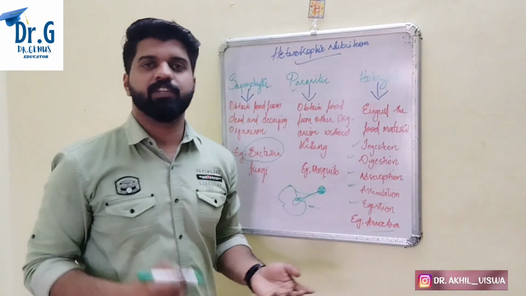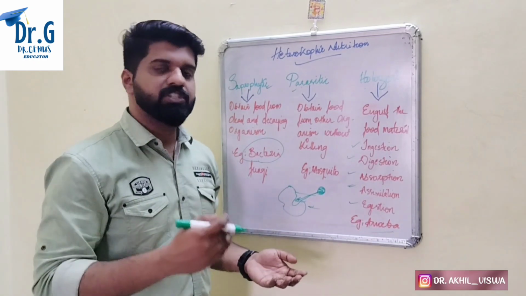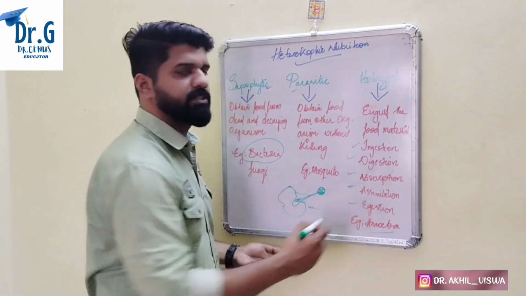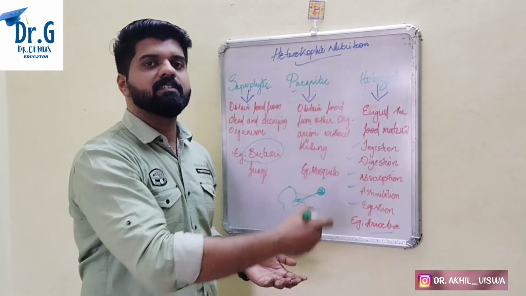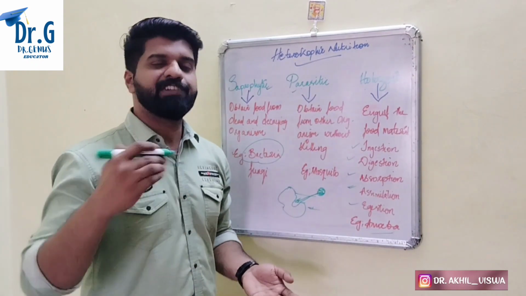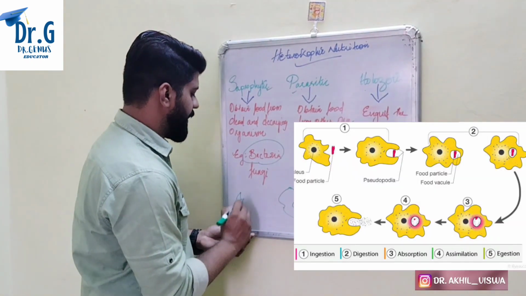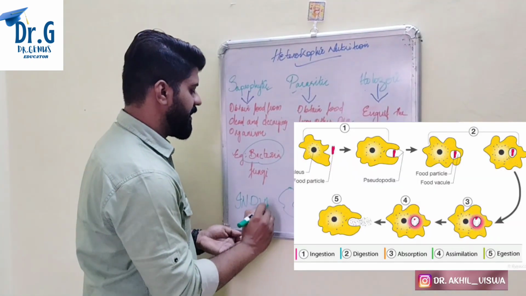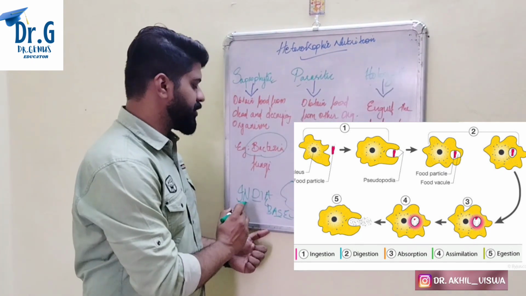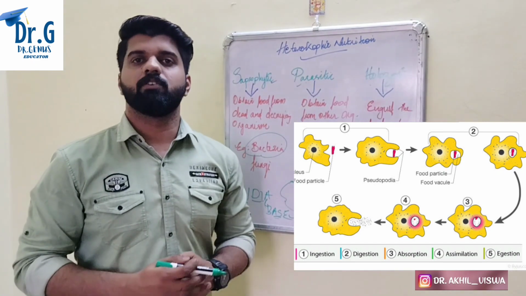Next is egestion. What do we mean by egestion? Egestion is typically excretion: the removal of waste material. So these are the different stages in holozoic nutrition. For remembering this, I have a keyword called INDIA BASE. I is ingestion, D is digestion, A is absorption, A is assimilation, and E is egestion.